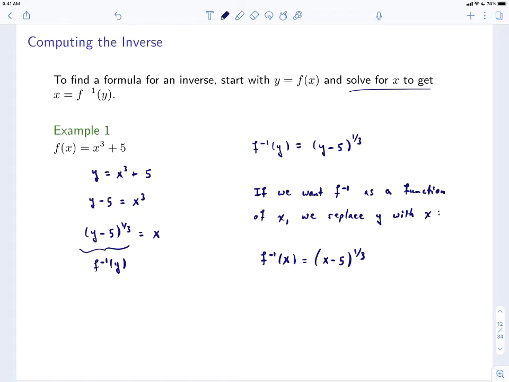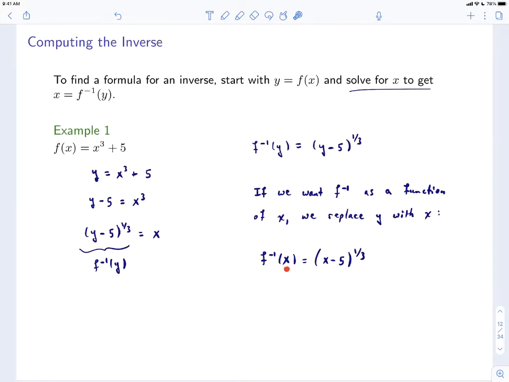The only reason that you would necessarily want to rewrite your function as a function of x is if you wanted to graph f and f inverse on the same axes, the same xy axes in the same plane. If you just want it as a formula, then this is fine. What does the formula say? It says take some value, y, that's your input, and then from that input you subtract 5, and then whatever the result is, you take it to the 1/3 power.